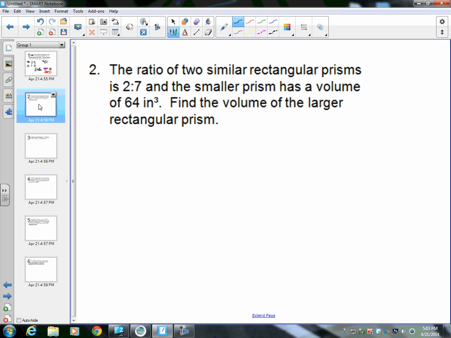Number 2. The ratio of the similar rectangular prisms is 2 to 7. And the smaller prism has a volume of 64 inches cubed. Find the volume of the larger prism.